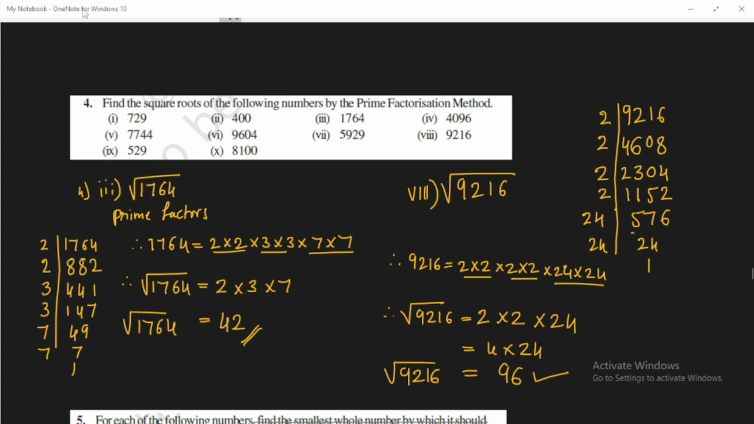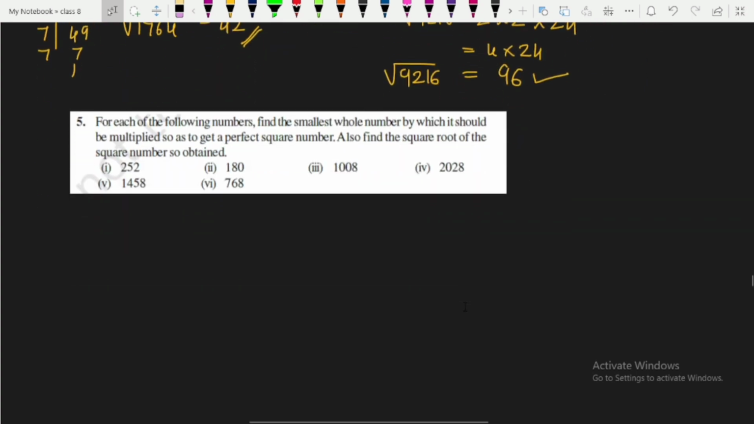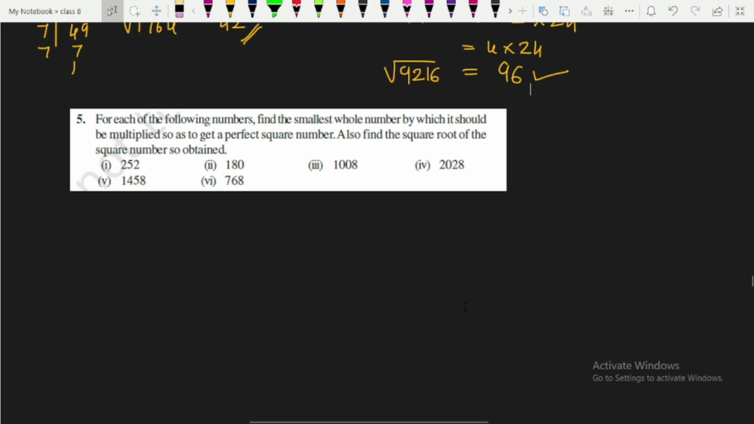In the next question, we have to find, for each of the following numbers, the smallest whole number by which it should be multiplied so as to get a perfect square number. Also find the square root of the square number so obtained. We'll do only one sum from here, as it is time consuming. For example, question number 1, that is 252.